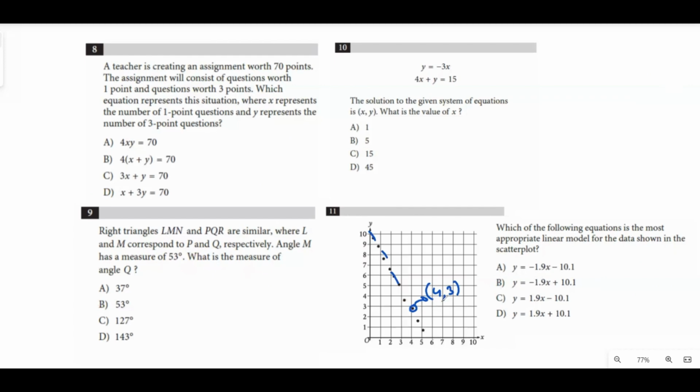And see, this is not exactly 3. So it might be possible that you get 3.1 where 3 is expected. Then that is also absolutely fine. It might be possible you get 2.9. Then that is also absolutely fine, because this point is not exactly 4,3. So you just have to see which point you can analyze in a better way. Put that point in all the equations, and whichever equation satisfies your point, that will be your answer.